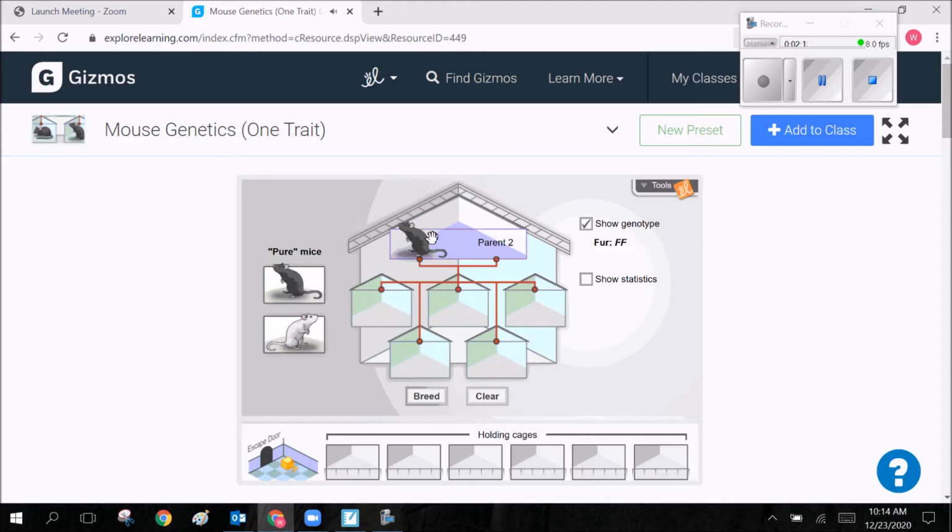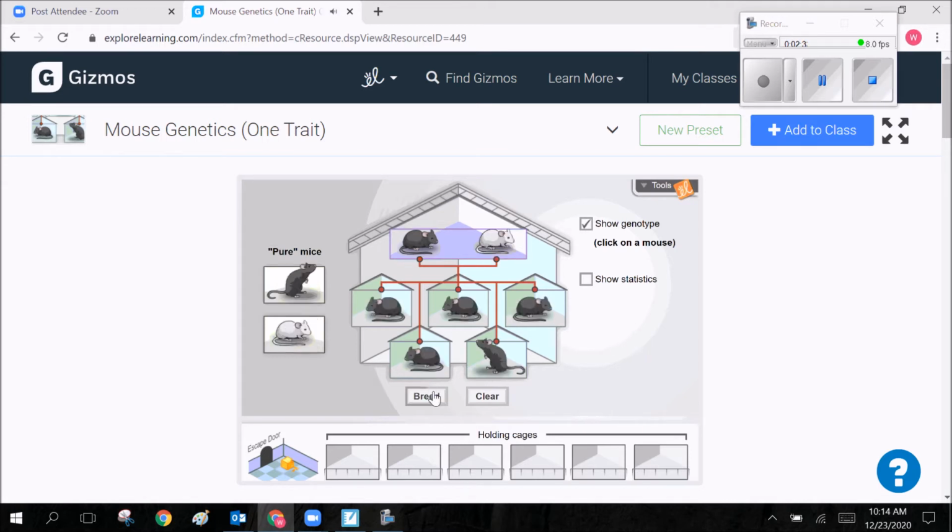Now, we would expect the same thing to happen if we used all white mice. Let's go ahead and take a pure breeding mouse for black fur with a pure breeding mouse for white fur. I'm going to give you a second to make a prediction as to what you would expect the children's phenotype and genotype to be. All right, so let's go ahead and see. We're going to breed them together, and they are all black-furred mice with capital F, lowercase f.